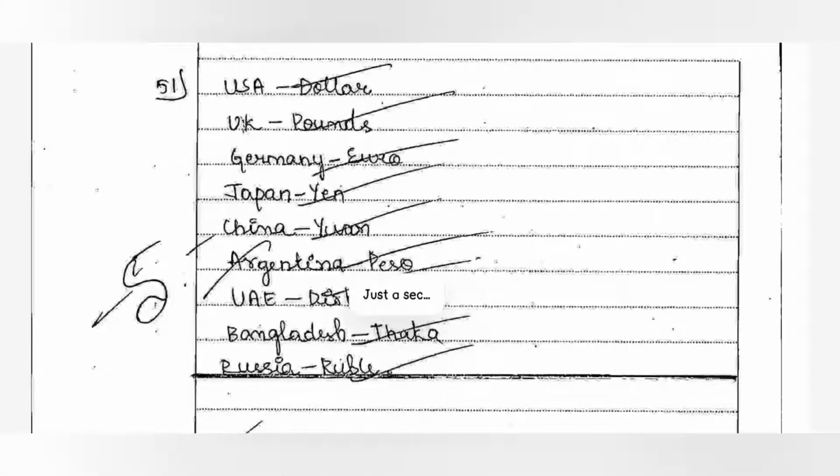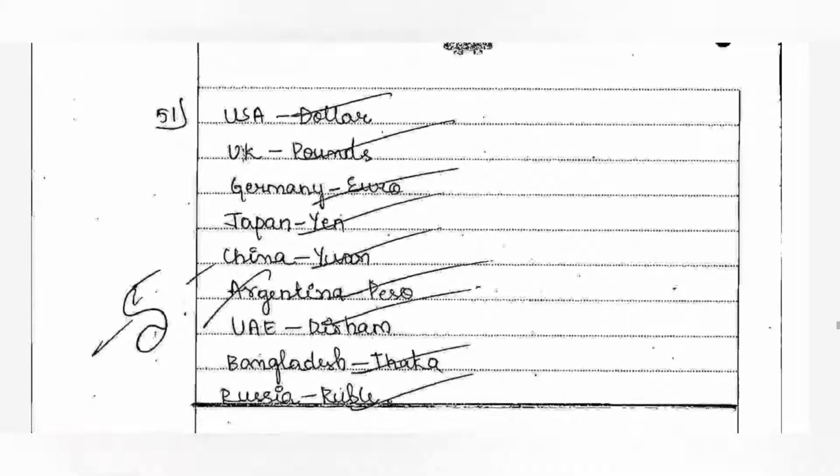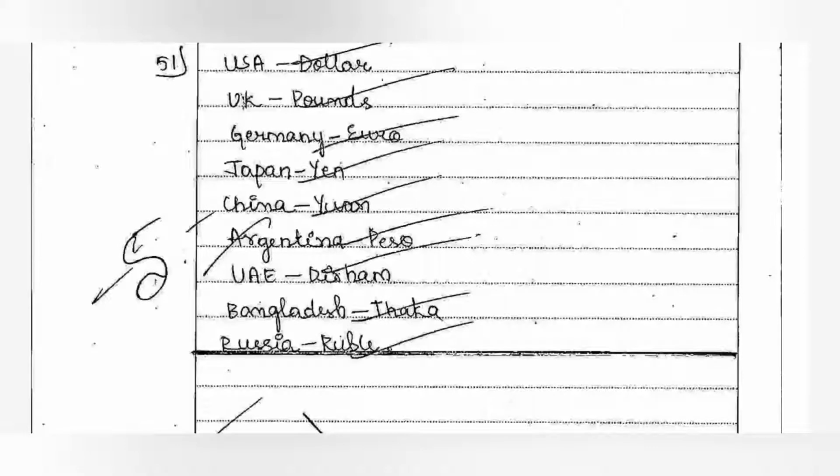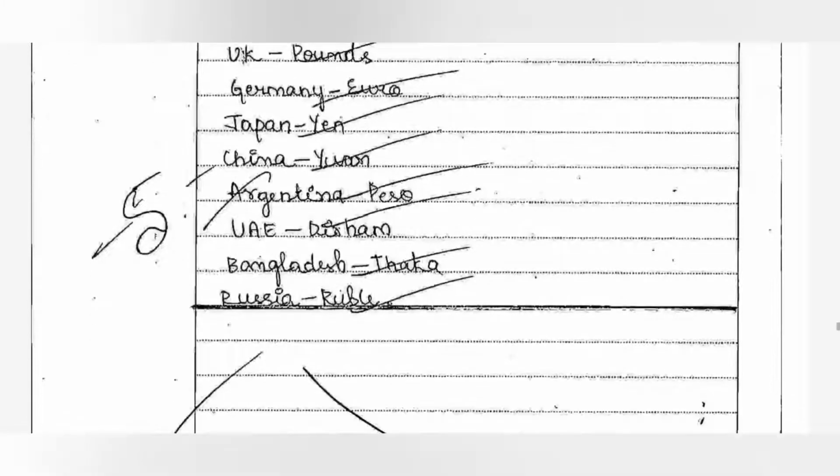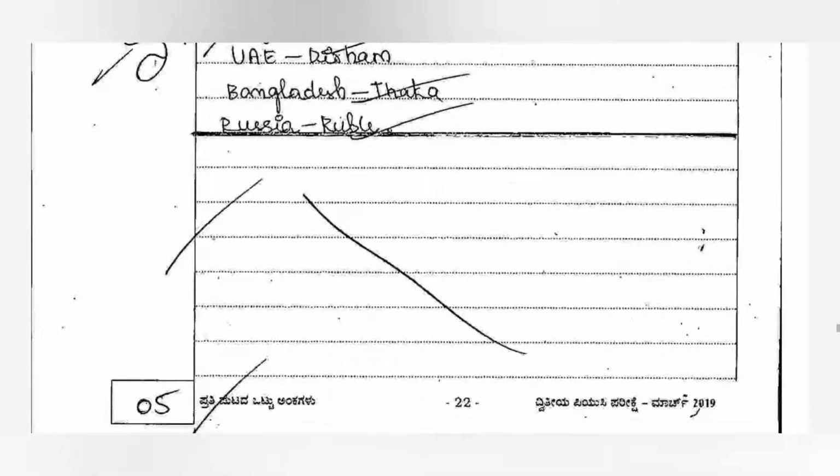Question 51: Write a note on demonetization is also asked. It is a very important question. I want you to prepare well for it so that without much hard work you can get 5 marks. And after that, in the 51st question, it is asked to name the currencies of any 5 of the following countries. USA is dollar, UK pound, Germany euro, Japan yen, China yuan, Argentina peso, UAE dirham, Bangladesh taka, and Russia ruble. Easily you can get 5 marks in this.